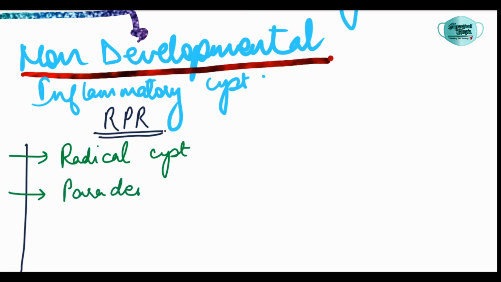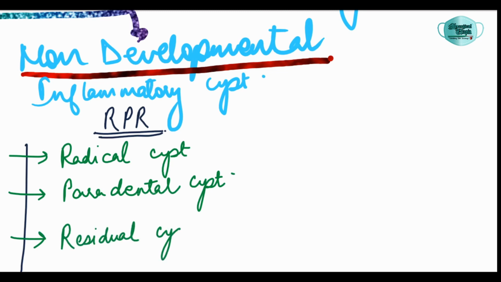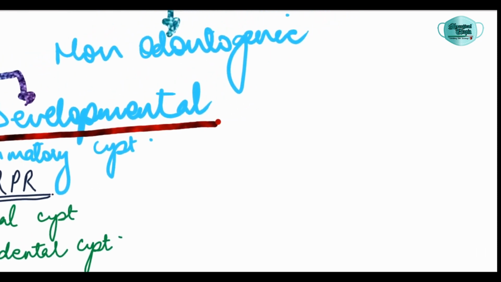The second cyst is the paradental cyst, and the third one is the residual cyst. It is associated with a periapical or periodontal cyst which is asymptomatic, and the patient complains of pain and the tooth is removed without noticing the presence of a cyst in the region associated with the tooth. So these are called residual cysts, and they are present in the region of an extracted tooth.